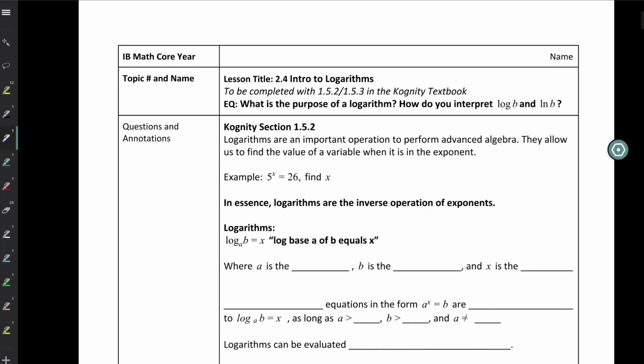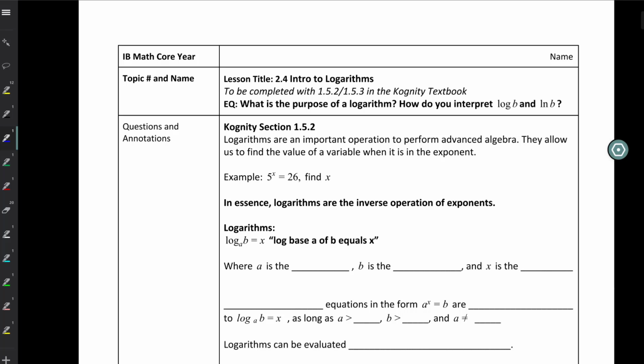But what's the inverse of something that's in an exponent? That I don't really know. But here's what I do know. There is a number x that satisfies this equation. We just don't know it off the top of our heads. We need some pretty fancy calculator action for that, and that's where the logarithm comes in. In essence, logarithms are the inverse operations of exponents.